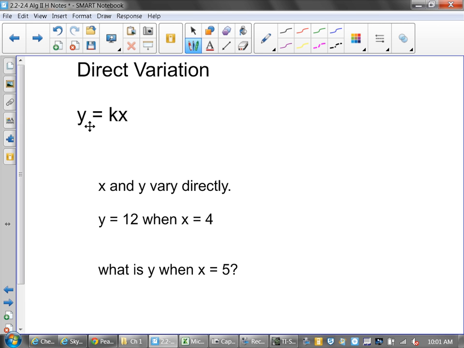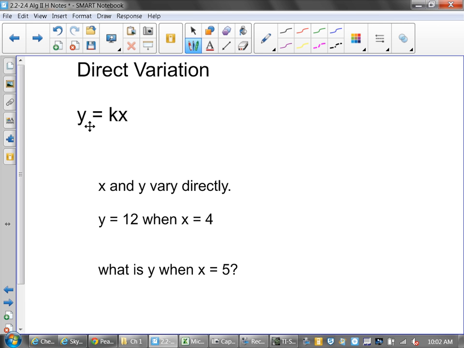Now, the reason why I wanted to reintroduce direct variation with you guys is that later on in second semester or chapter, we do inverse variation and joint variation and things like that. And if you've seen what direct variation means, the rest of it is fairly simple. So you're going to hear the following statement: x and y vary directly. And then it'll say y equals 12 when x is 4. What is y when x equals 5?